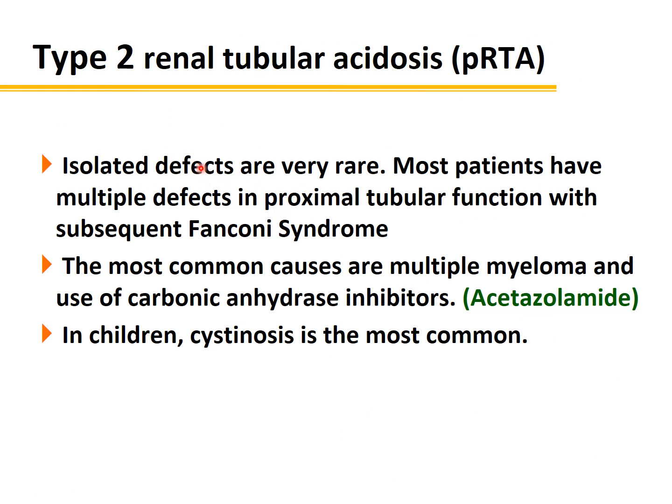Now, the isolated defect is relatively very rare. Most patients have multiple defects in proximal tubular function, and usually this is Fanconi syndrome. The most common causes are multiple myeloma, and that's an acquired one, and the use of carbonic anhydrase inhibitors, for example acetazolamide. In children, cystic fibrosis is the most common cause of renal tubular acidosis type 2.